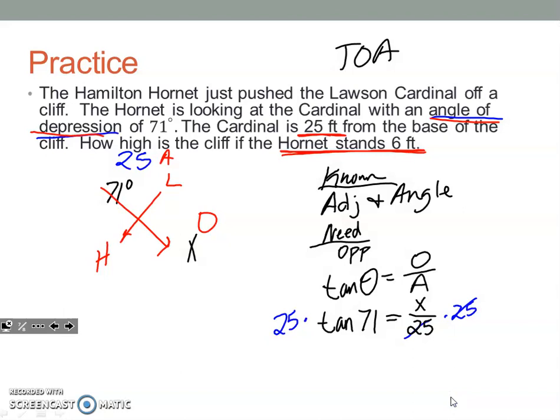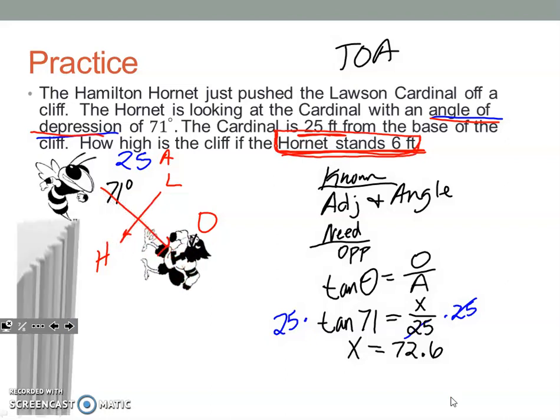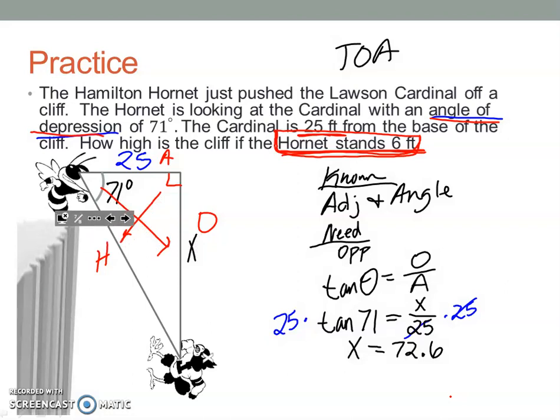So that tells me that x is 72.6. It doesn't tell me what's around, so I'm just going to do 72.6. Now, don't forget there was an additional piece of information here. The Hornet stands at 6 feet tall. I'm going to go ahead and get my picture back up there. Sorry, guys. So since the Hornet stands at 6 feet tall, here's the top of our Hornet, and there's the bottom of our Hornet. Does everybody agree with that?